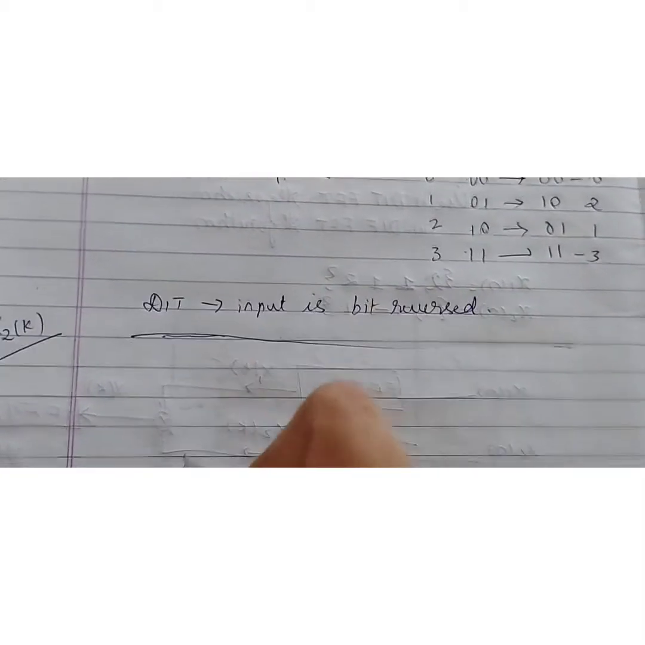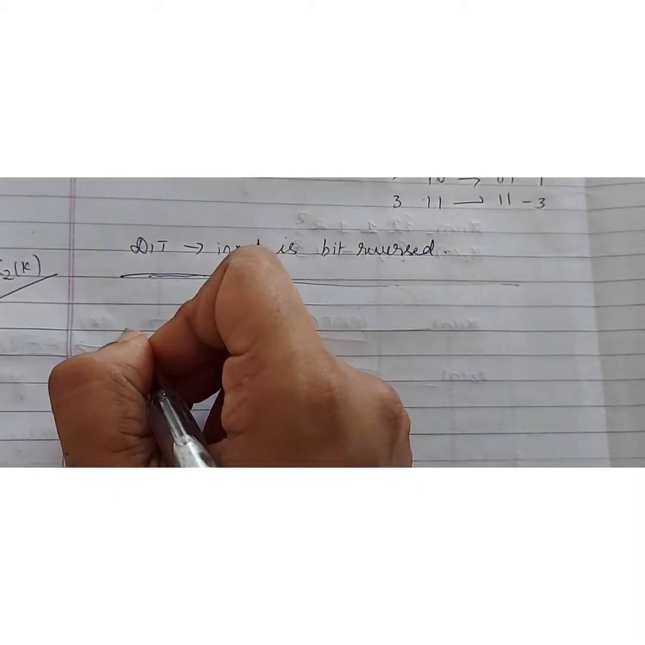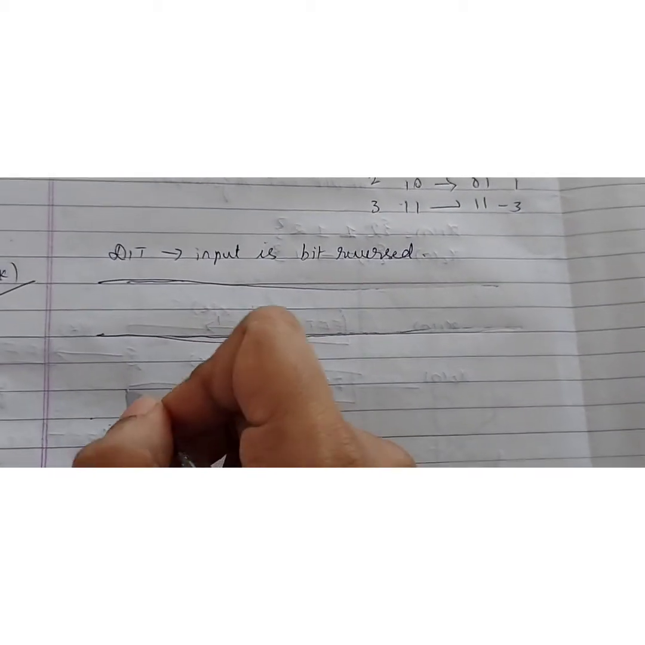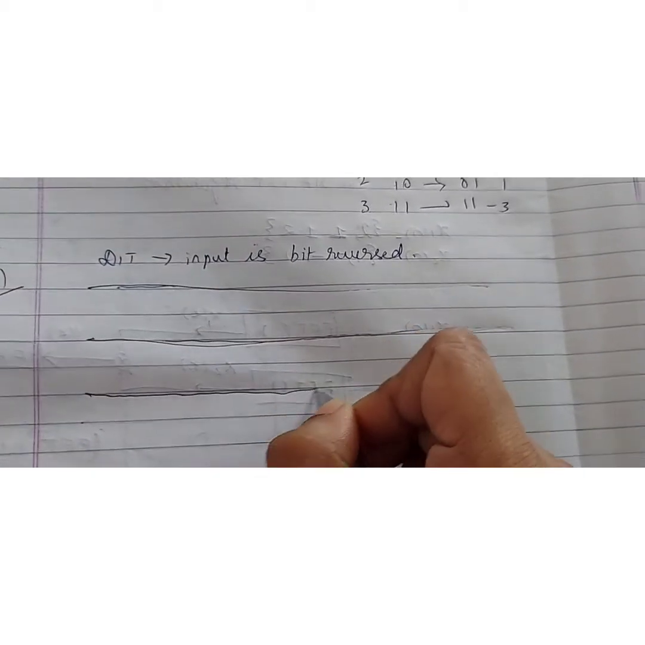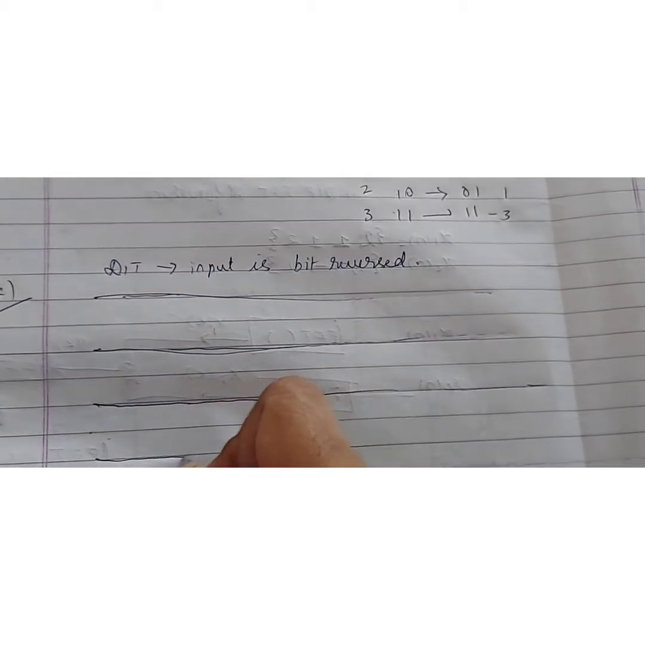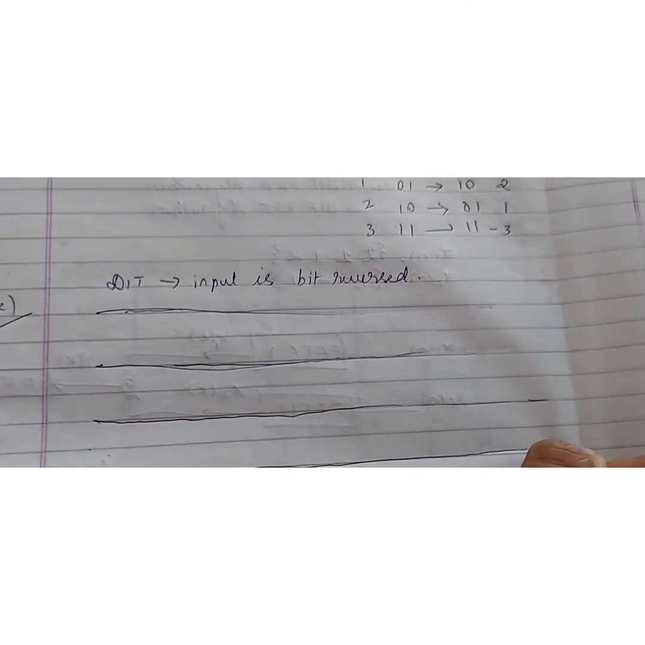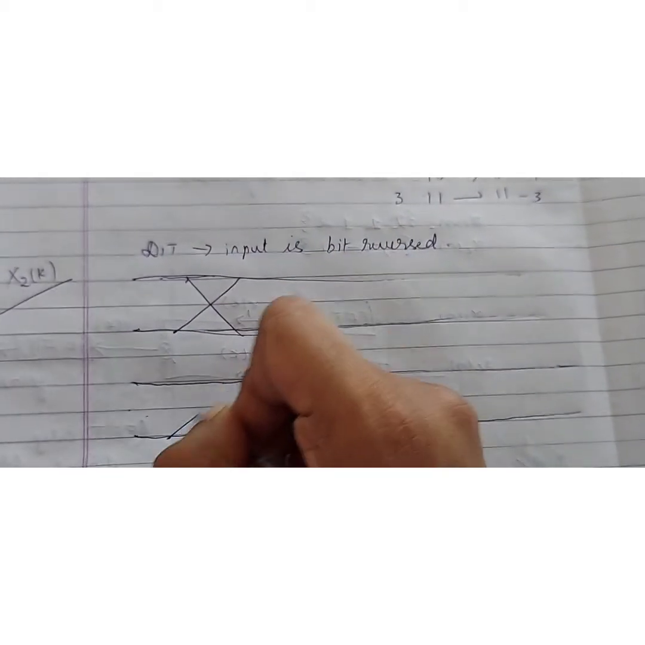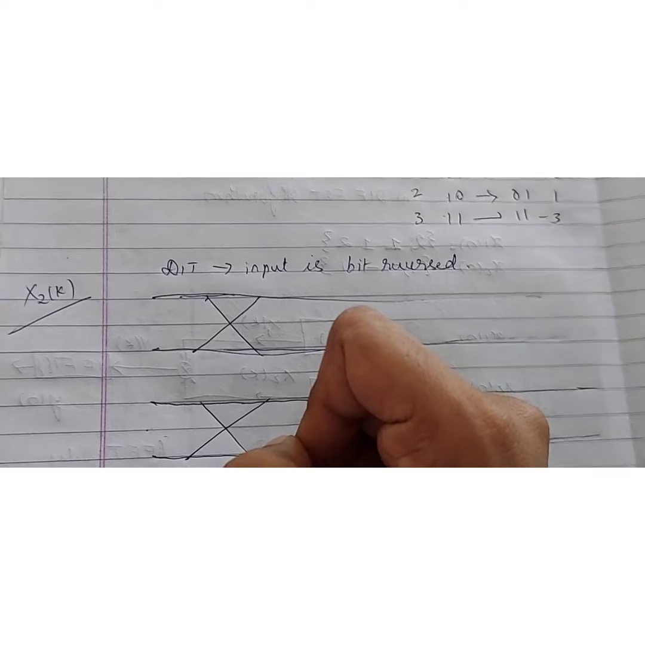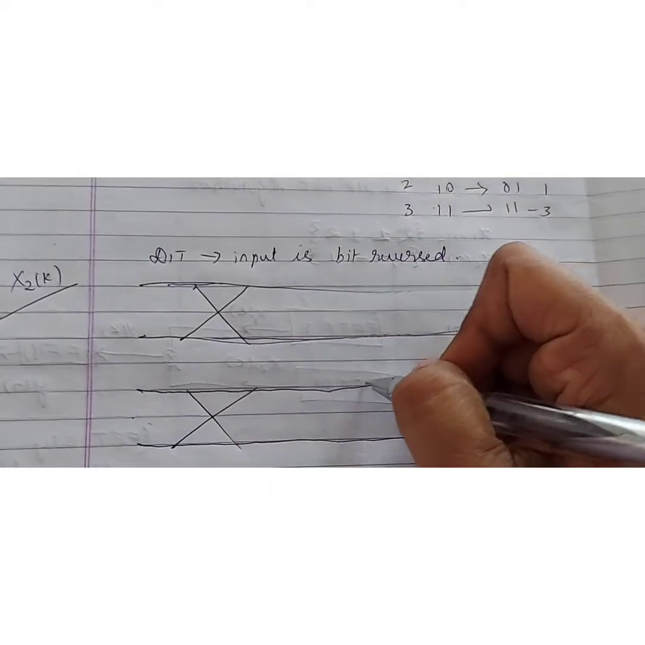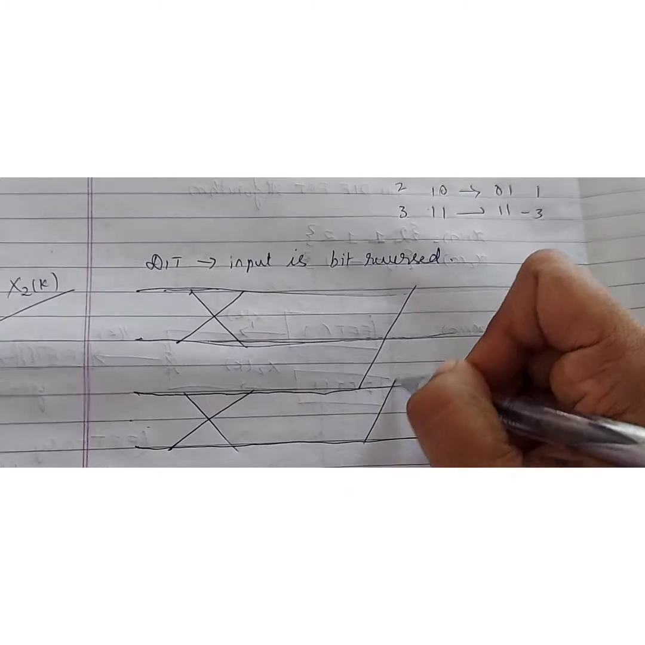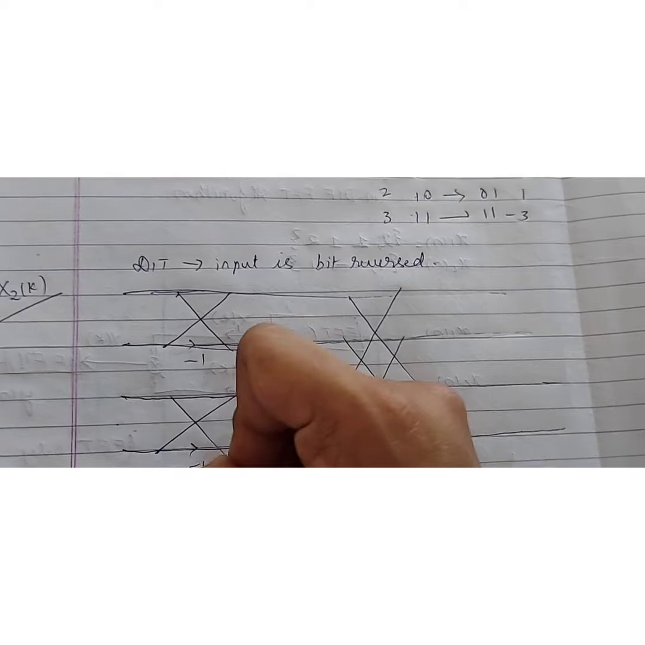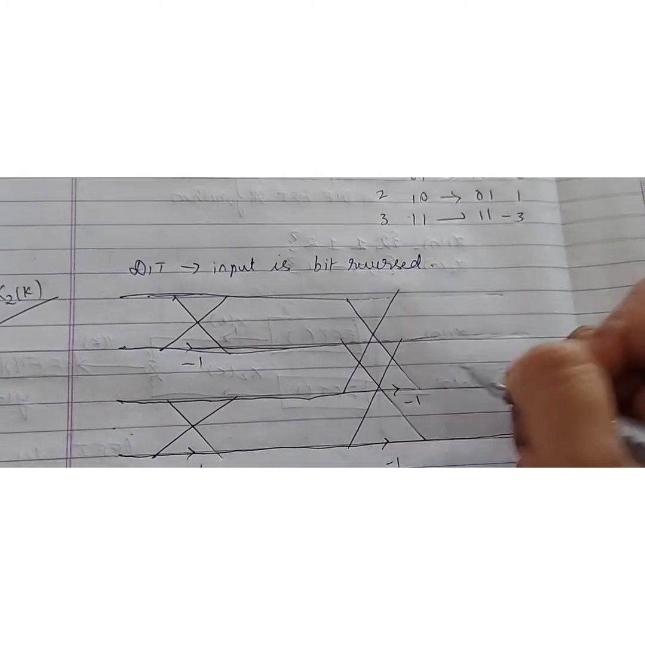So what I'm going to do, let me draw the butterfly structure again for x2 of k. To calculate x2 of k, 1, 2, 3 and 4. Okay. So I draw the 2-point butterfly. Alright. And again I draw my 4-point butterfly structure. This is minus 1, minus 1, minus 1, minus 1.